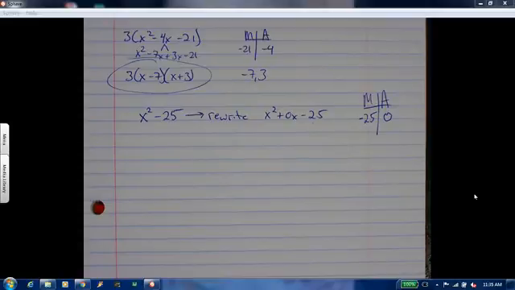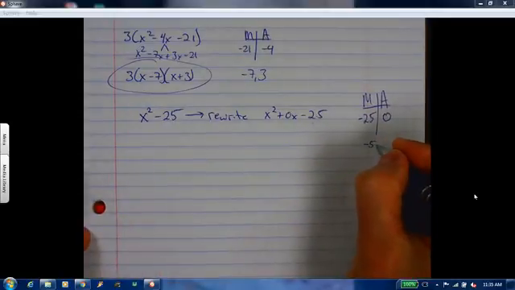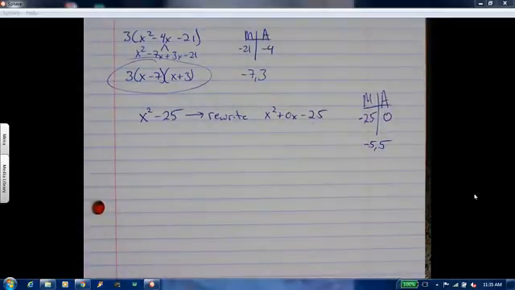5 and negative 5. Keep that in your mind as we go towards our answer here. We do want to figure out a shortcut to this.